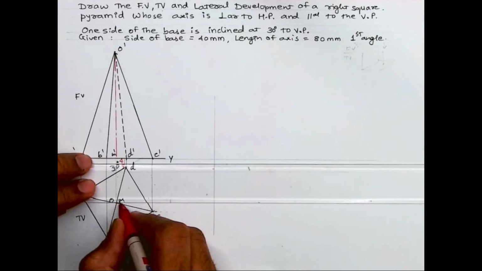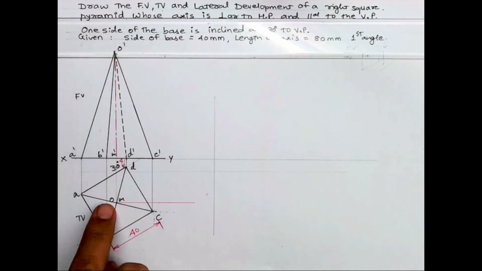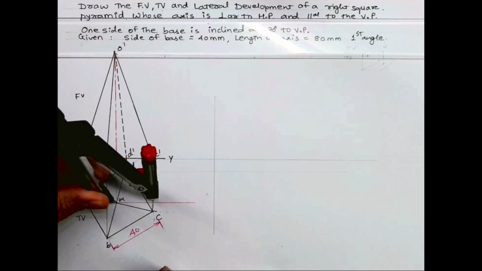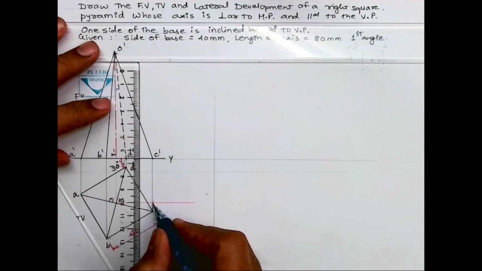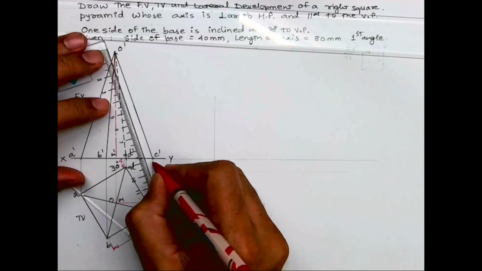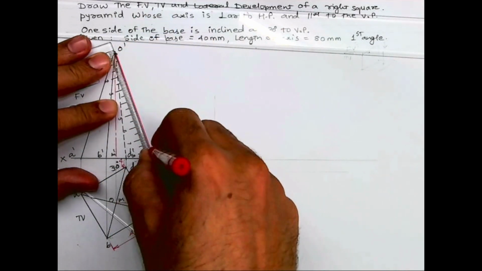Now here we need to find the true length. For the true length, you need to take OC and rotate. This is not the original true length. What I need to do is rotate OC. It will be very minute, maybe 1 millimeter away. Then you project up and then you join this. So this is what you'll get, the true length.